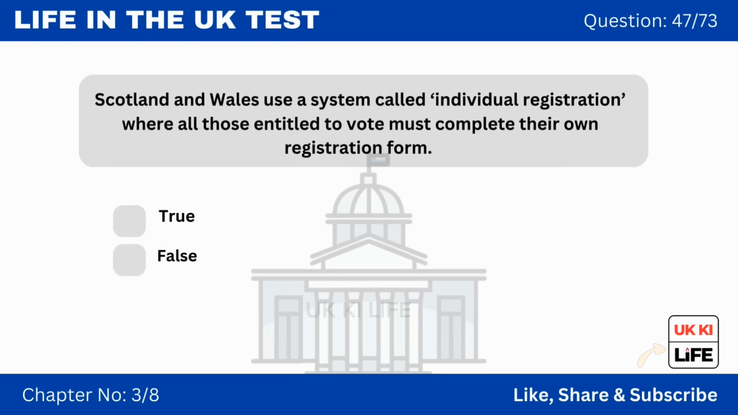Question 47. Scotland and Wales use a system called individual registration, where all those entitled to vote must complete their own registration form. True. False.